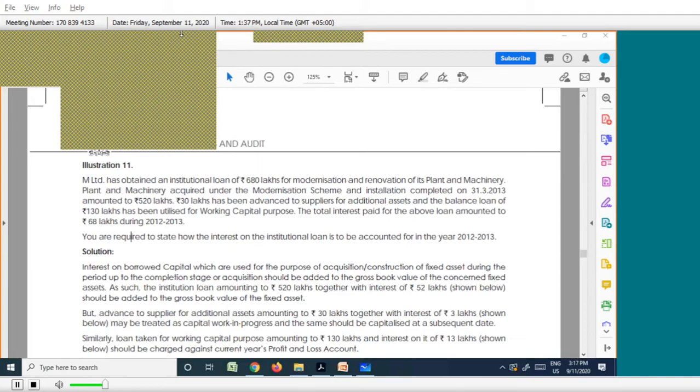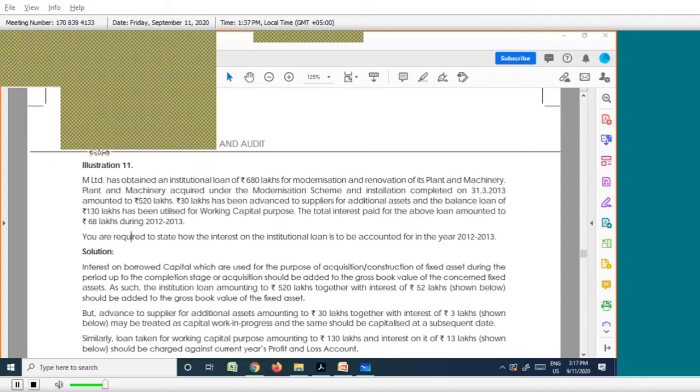So my point is whether this expenditure is incurred on a qualifying asset or not a qualifying asset. That is the question. For that only I am giving an explanation. Yes, it is incurred for the purpose of modernization, so I am assuming it is incurred on qualifying assets. This is for plant and machinery only. What is the amount they spent for plant and machinery? 520 lakhs. Total loan is 680 lakhs, out of which 520 lakhs is for plant and machinery.